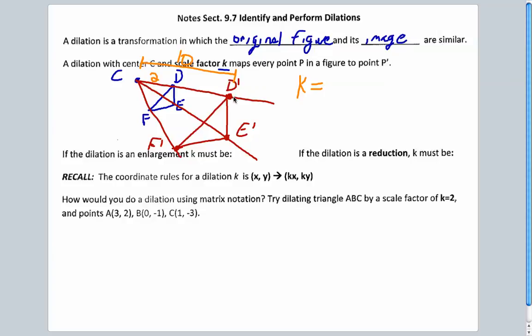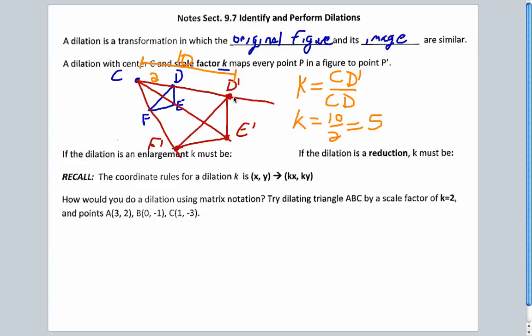Then my scale factor K equals CD prime, the whole thing, divided by the short segment, CD. Okay, so for this example, K would be 10 divided by 2, which is 5. Okay, so my scale factor is 5. Alright, and that's basically all there is for dilations. The shapes will be different, they won't always be triangles, but that's basically all we're doing for dilations.